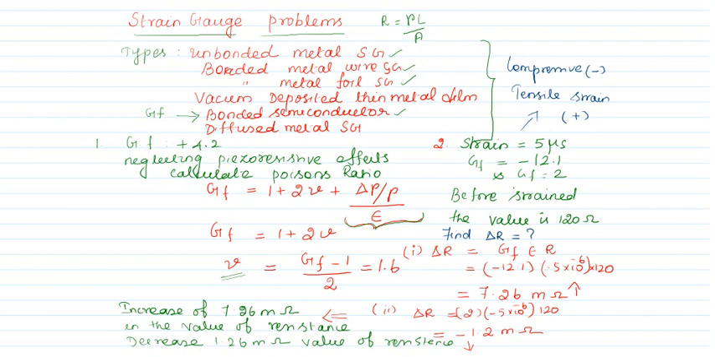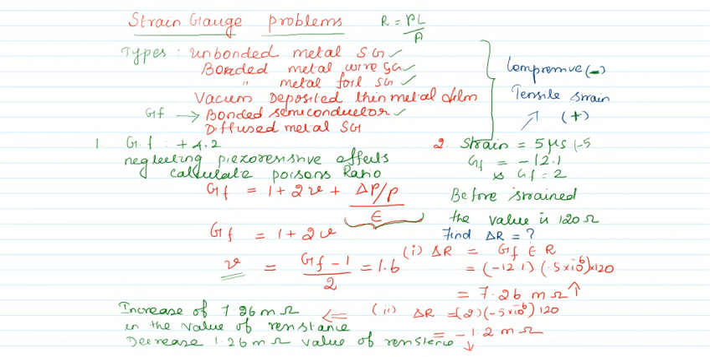Okay, the next problem. Here you have to note that if there is a compressive force, then you are supposed to take the strain value as negative. If it is a tensile force, then you take a positive value. In the question, a compressive force is applied to a structural member. The strain is 5 microstrain. Since a compressive force is applied, you have to take the strain as minus 5 microstrain.